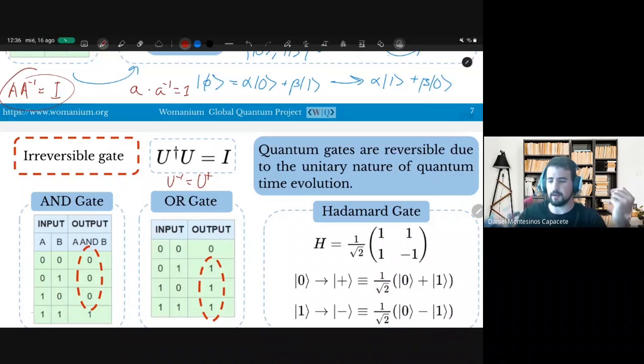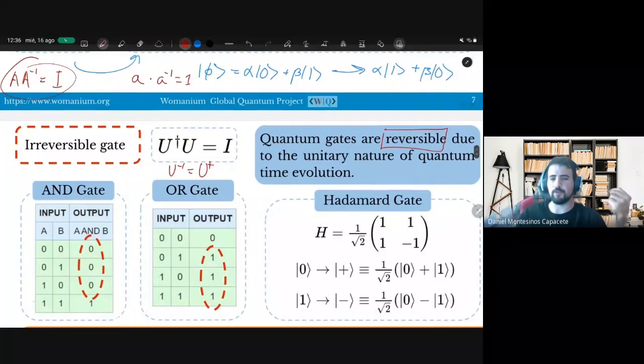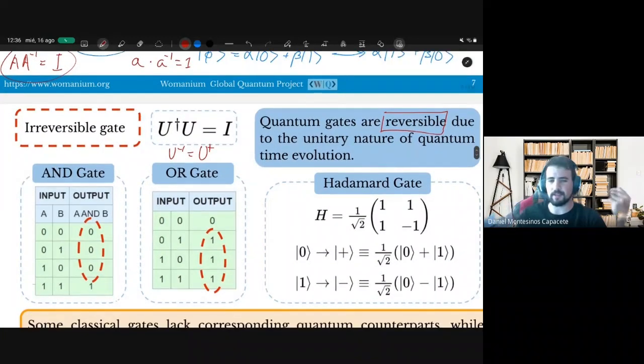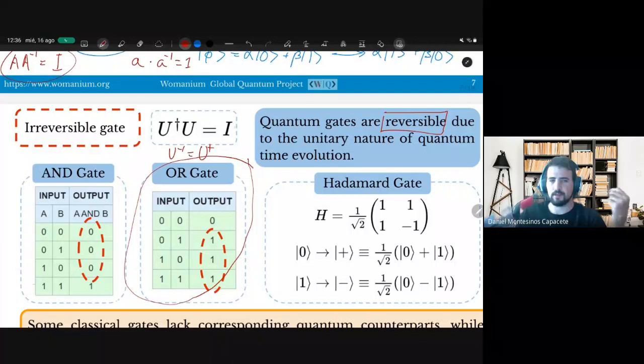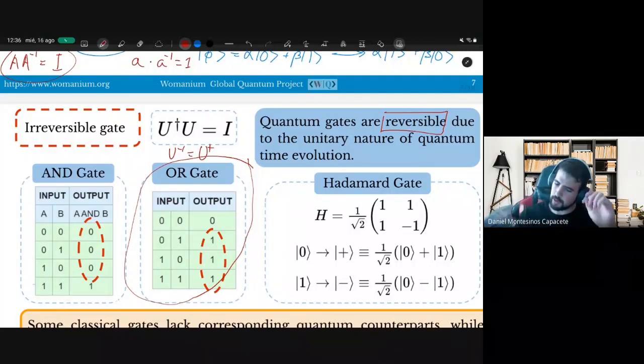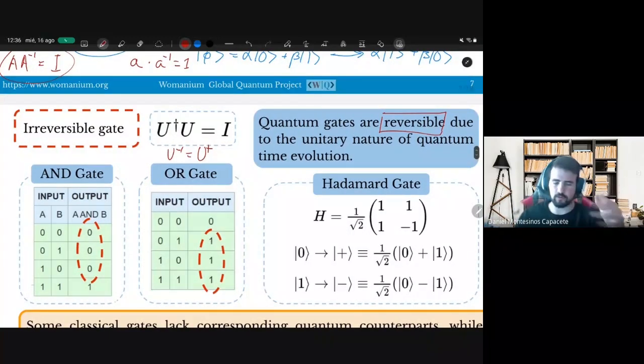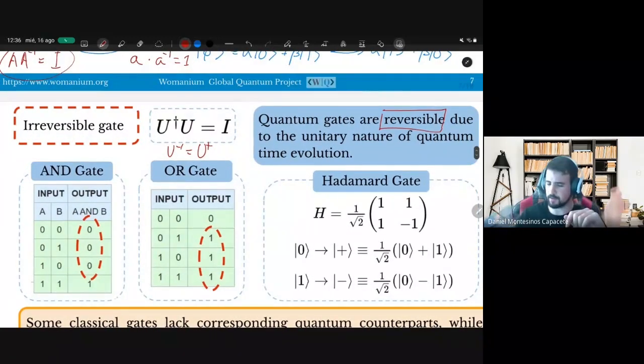That's the meaning. So if the quantum evolution is reversible, that means there is no way that you can write these matrices as a single quantum gate, but it is possible to do this operation using more than one gate. And, yeah, that would be a quantum circuit for sure, but we will see this in the next slides.